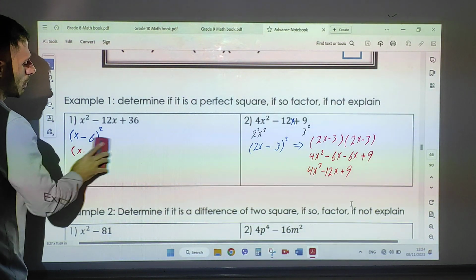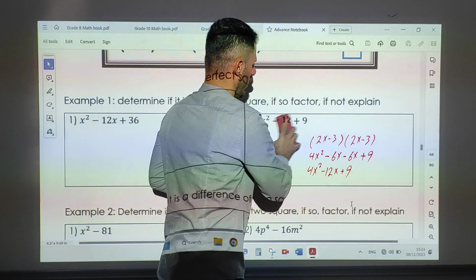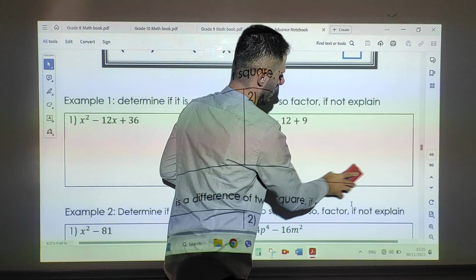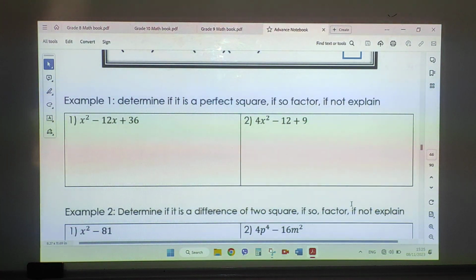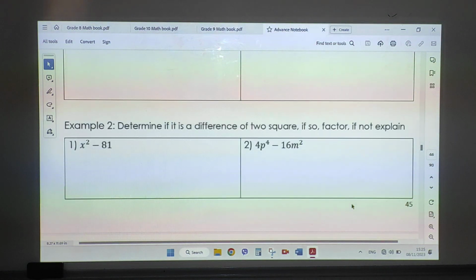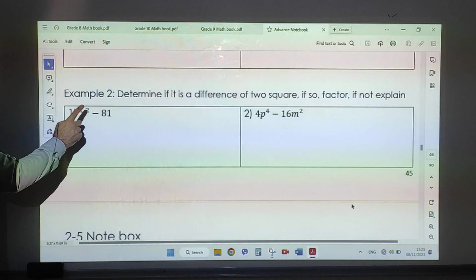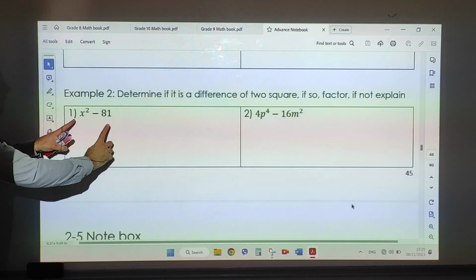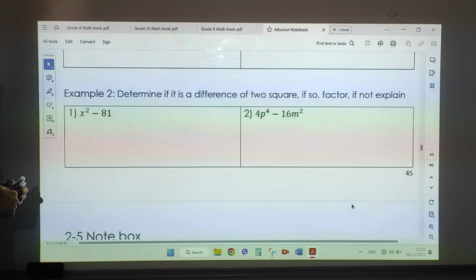Then for the other examples about difference of two squares, at first you must know if it's a perfect difference of two squares or not. If it is, you must factor. If it's not a difference of two squares, you must explain why. In difference of two squares, we said in between we must have minus, and both of these must be something power 2. This is x power 2 and this is 9 power 2.